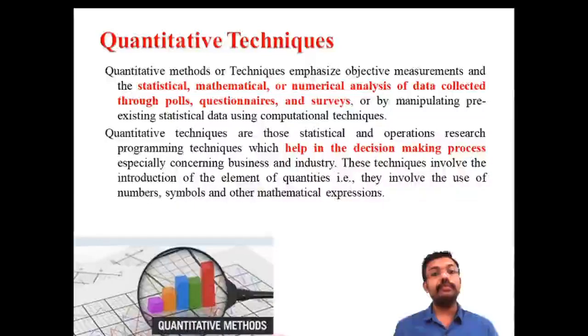It consists of a lot of mathematical, statistical and operational techniques applied to data collected through polls, questionnaires and surveys. The term is known as quantitative techniques. These techniques involve the introduction of elements of quantities, that is, the use of numbers, symbols and mathematical expressions. All are important elements for decision making. Therefore, quantitative techniques always deal with statistical, mathematical and operational techniques. Such a category of technique is known as quantitative techniques. These techniques are purely for decision making purposes.